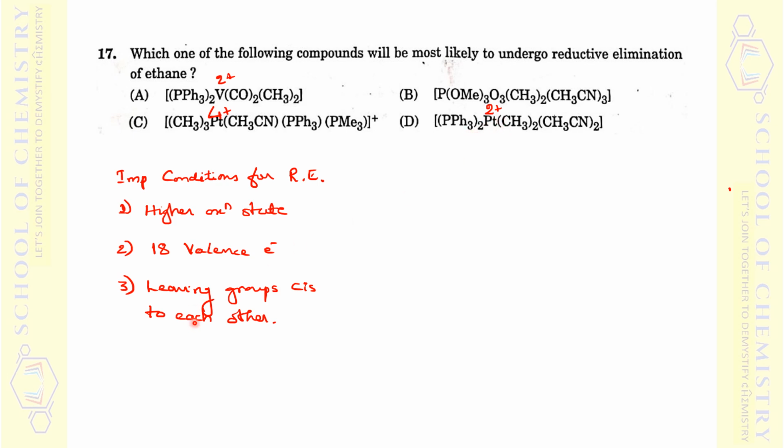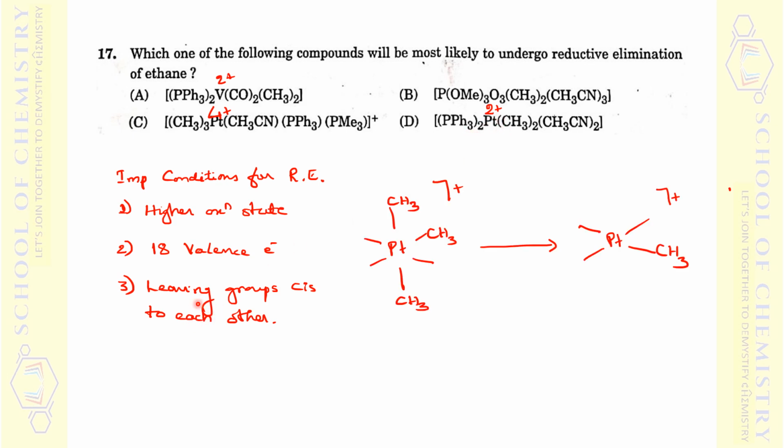And the other important point, the third point: here 3 methyl groups are present. If only 2 are present, there is a possibility that they can be trans to each other, and reductive elimination will not be possible. If 3 are there, definitely one of the groups must be cis to another given group. All the 3 we cannot keep mutually trans.